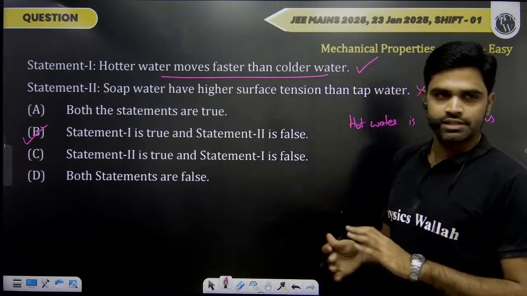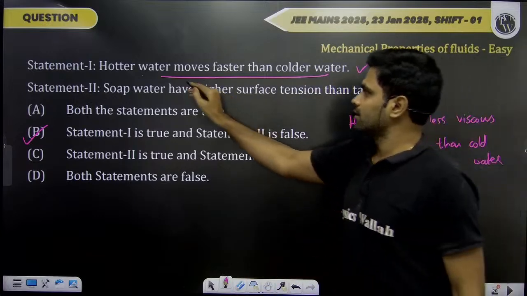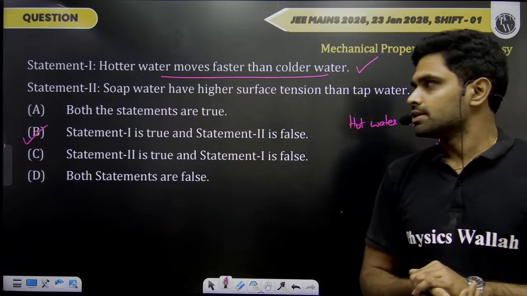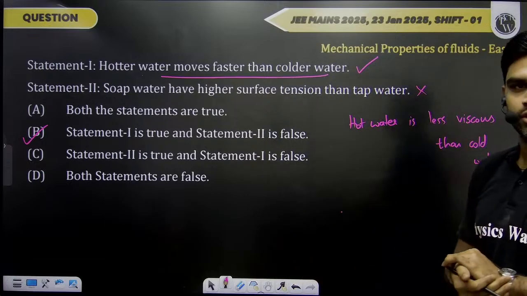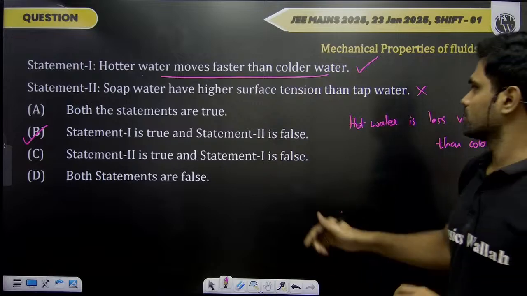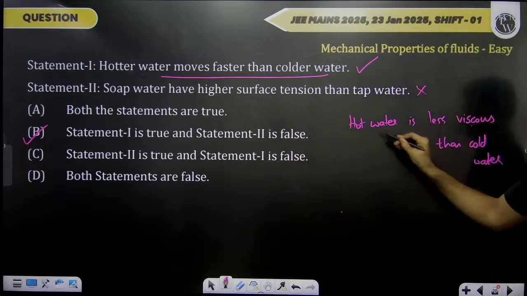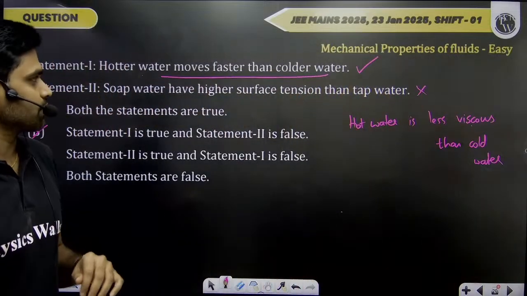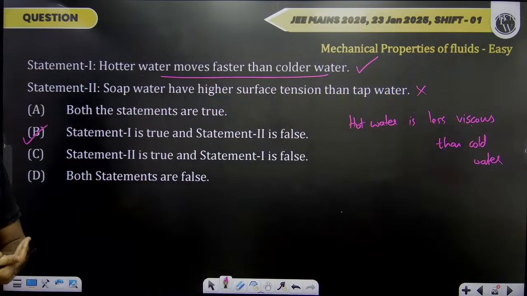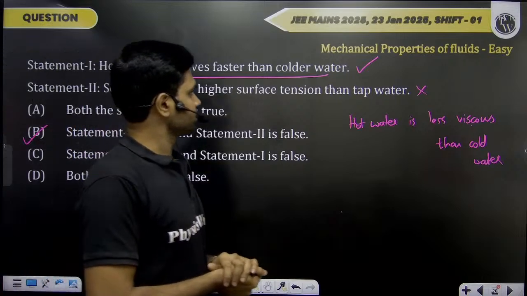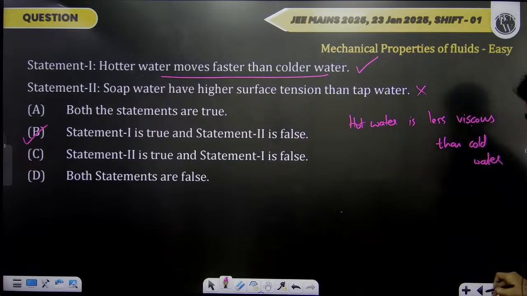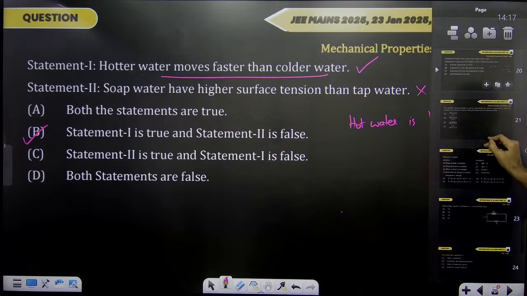The spin-off questions in the next shifts you can expect, like surface tension of hot water and cold water. With temperature, surface tension also reduces. So this was viscosity dependence on temperature. In the next shifts you can expect surface tension dependence on temperature. Surface tension also reduces as temperature increases. So let us move to the next question.